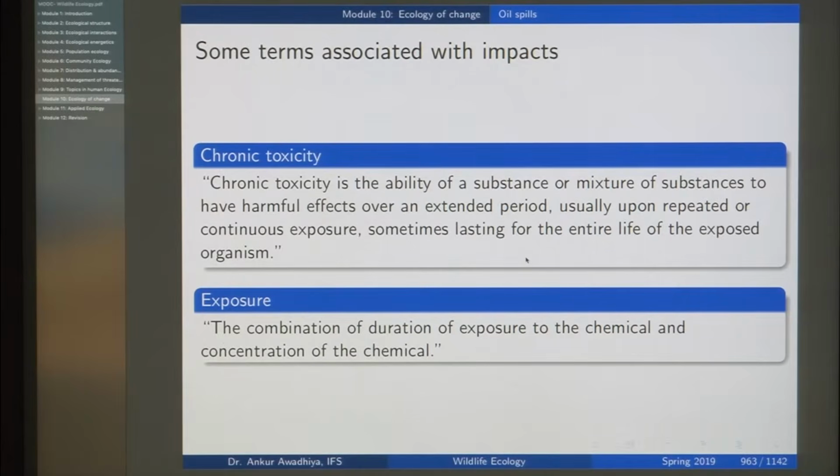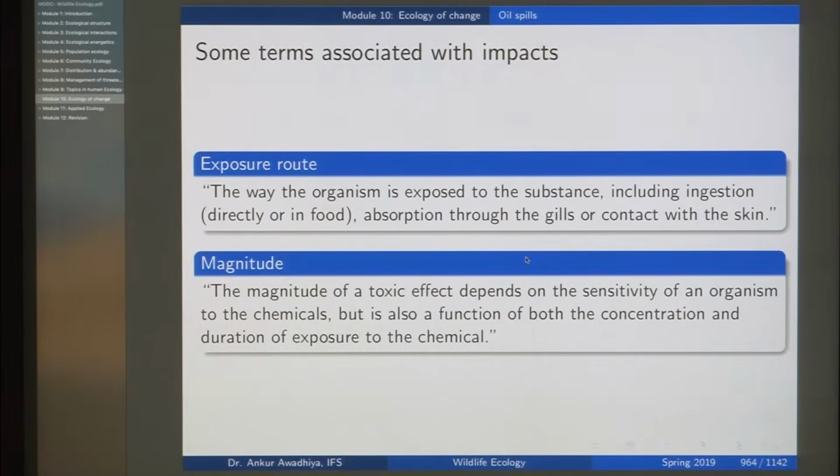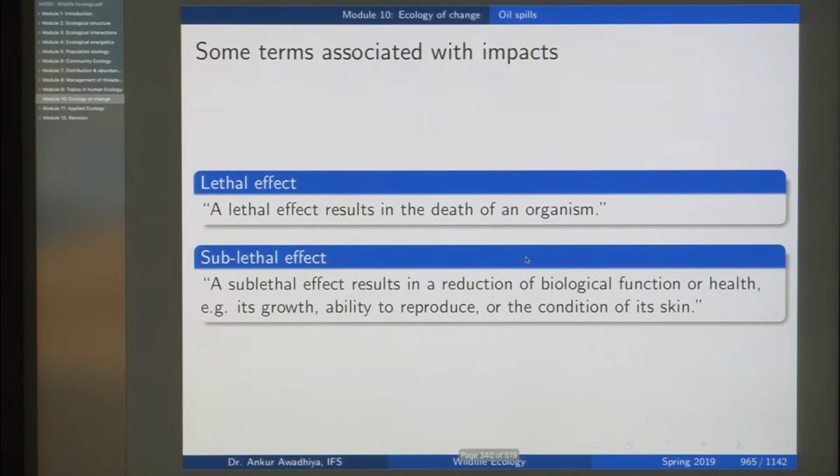Then exposure is the combination of duration of exposure and the concentration of the chemical. Then there are several exposure routes, which could be, say, ingestion, that is, it is getting into the food, or it is getting absorbed through the skin or the gills, or it is getting inhaled, and so on. Magnitude depends on the sensitivity of the organism, the concentration of the chemical, and the duration of exposure to the chemical. Next, if you have a toxic chemical, it may lead to a lethal effect or a sublethal effect. In the lethal effect, the organism dies. In the sublethal effect, it may lead to a reduction in biological function or health.